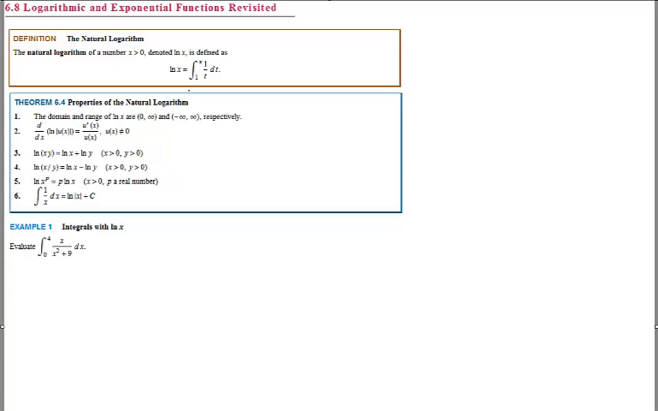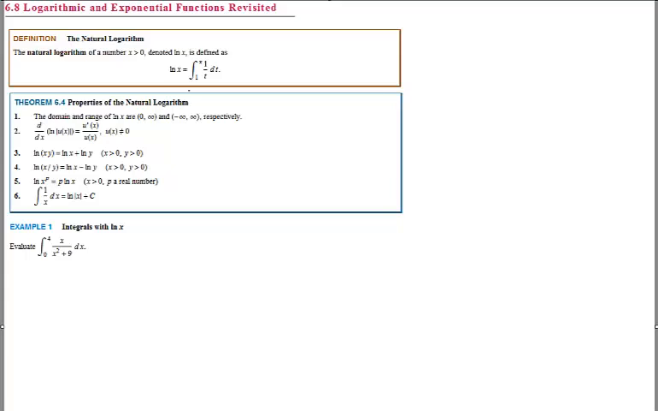In section 6.8, we're going to be working with logarithms. So let's revisit the definition of the natural log as we defined it earlier in the textbook. And we just have this theorem 6.4, which is just reminding us of the different algebraic properties of logs, and then here is our integral of 1 over x and how that equals the natural log of the absolute value of x, and then what our domain and range are.